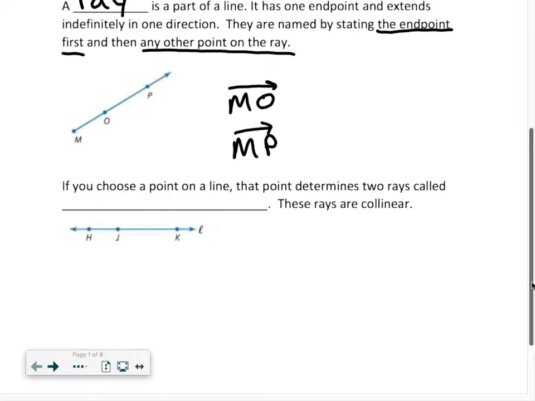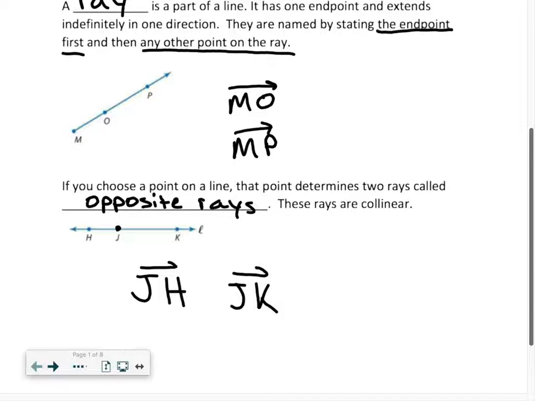If you choose a point on a line, that point determines 2 rays called opposite rays. These rays are collinear, so here we could pick point J, and we'll say that ray JH and ray JK are opposite rays. And that's just with points on lines, you can pick them.